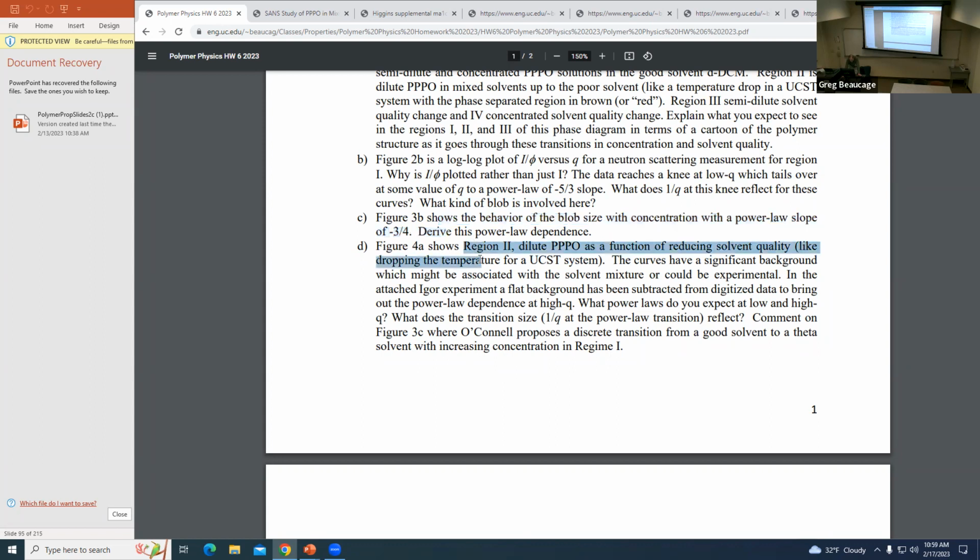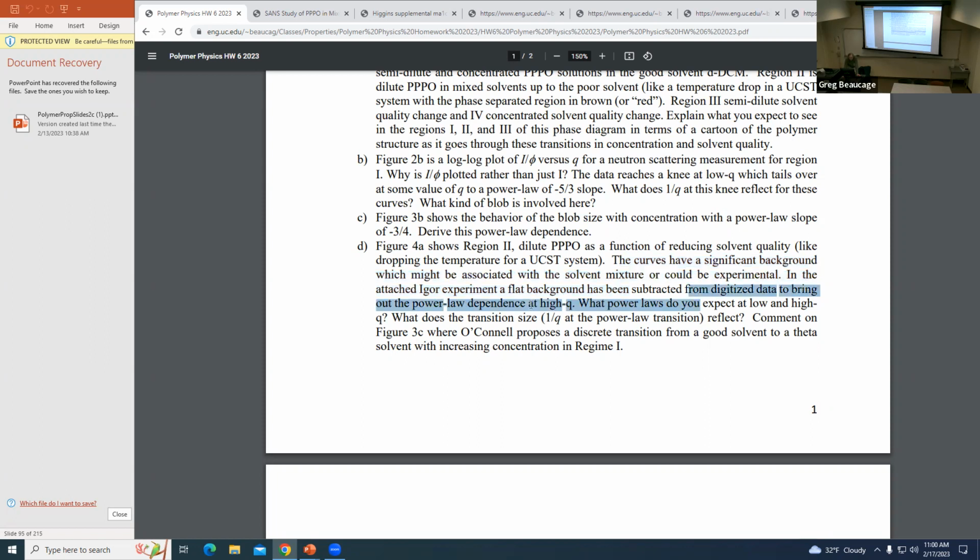And then 4A shows regime 2, dilute PPO as a function of reduced solvent quality. So that's going to be a thermal blob. Curves have a significant background. The solvent quality reduction is like a temperature increase for UCST. So chi is 1/T. If you're changing chi, you're effectively changing temperature, as a thermal blob. And then it shows you this thermal blob thing in that digitized picture.